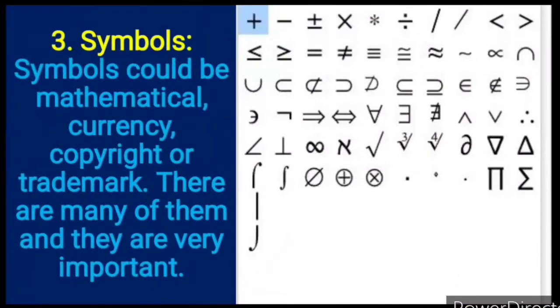Symbols can also be called special symbols in computer. Symbols could be mathematical, currency, copyright, or trademarks. There are many of them and they are very important. Symbols include the dollar sign, plus, minus, division, less than, greater than. All these are symbols. In data representation, symbols are important.